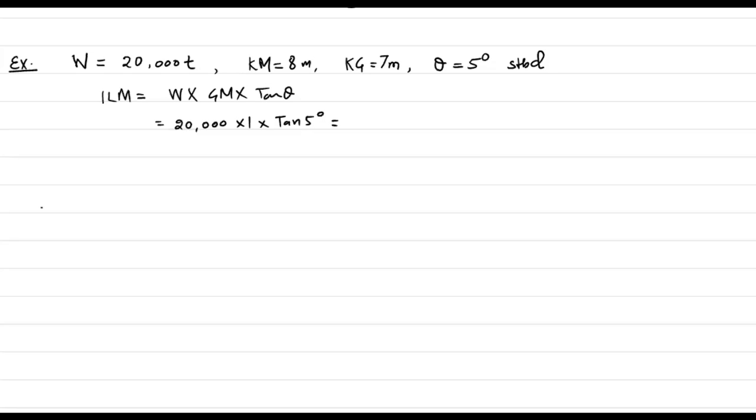कितना आया? 49.773. 49.73. Yes, इतना sir. सब एक्यूरेट होने की जरूरत नहीं है. We can round off to 1749.8 ton meter starboard. Okay.